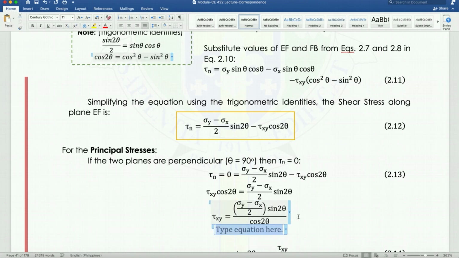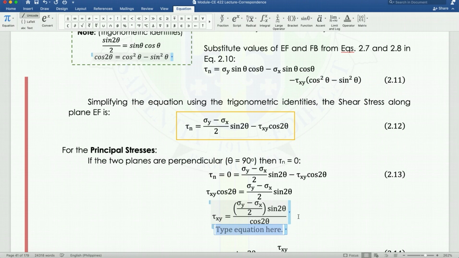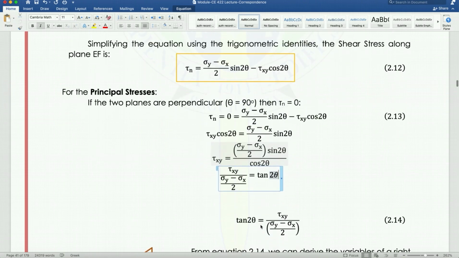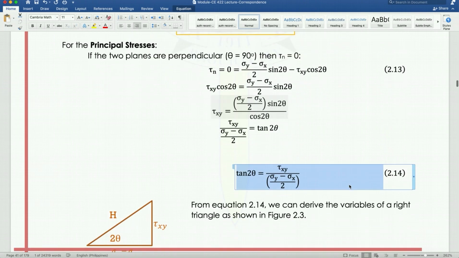Okay? So, ang nangyari dyan, we have tau xy here divided by this equation. Okay? Is equivalent to tangent 2 theta. Okay? Okay, so yan. Na-derive na natin yung ating equation 2.14.